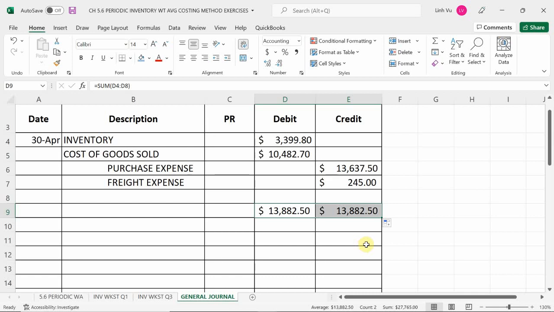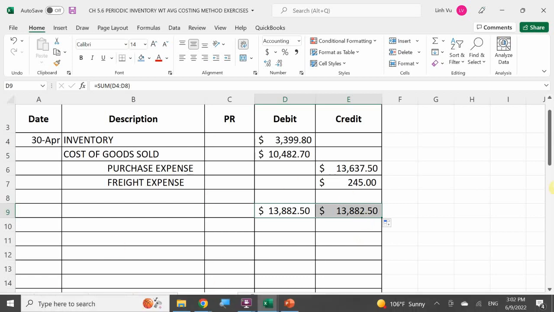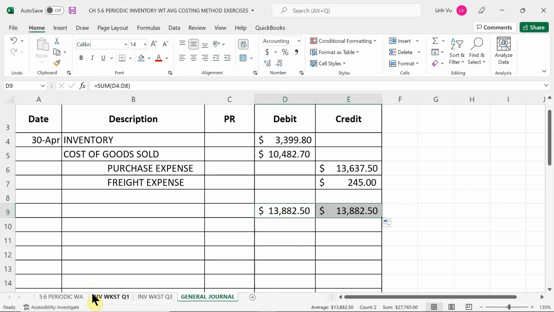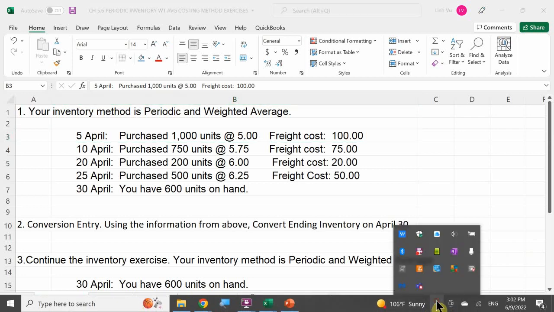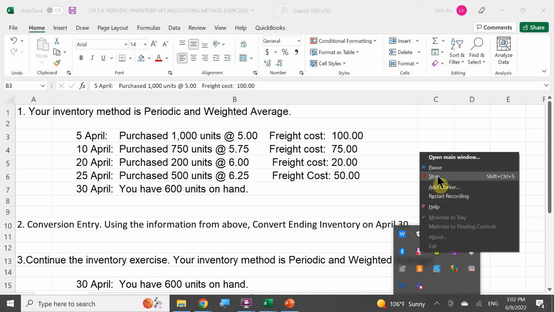Okay. So again, that is it for weighted average for the first part. Okay. Any questions? I could do this all day. This is the easiest one. It's the fun one. Okay.